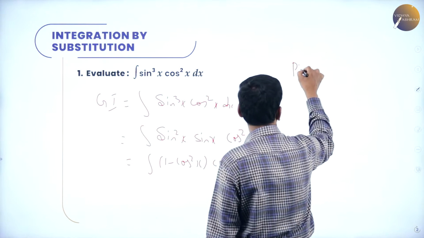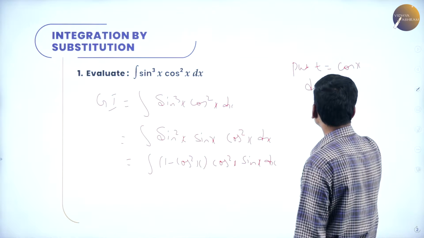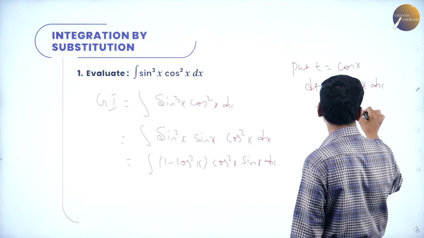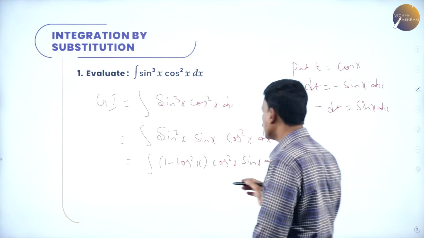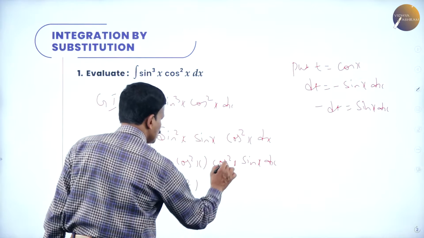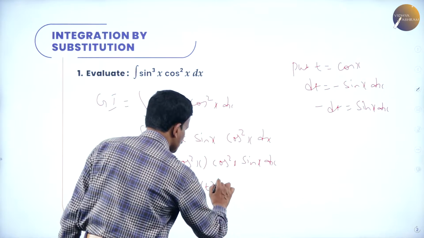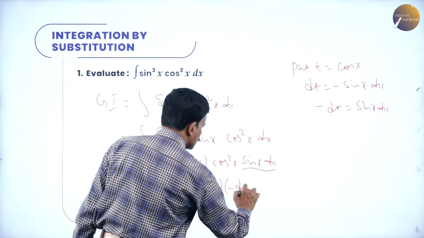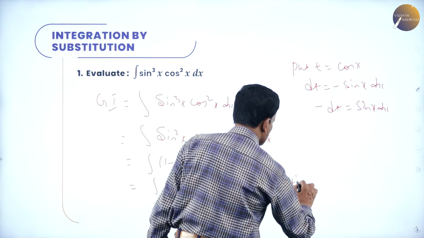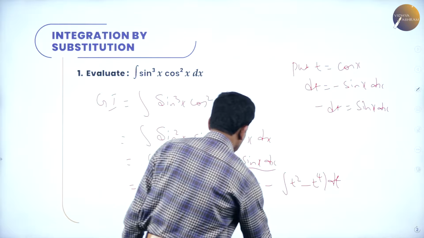Now you can take the substitution. Put t is equal to cos x. Differentiating cos x gives minus sin x dx, or minus dt is equal to sin x dx. So this integral becomes integral of 1 minus t square, and again cos square can be written as t square, into sin x dx is equal to minus dt. So you can take minus out, multiply t square into 1 is t square, minus t to the power of 4 into dt. Now integrate it.